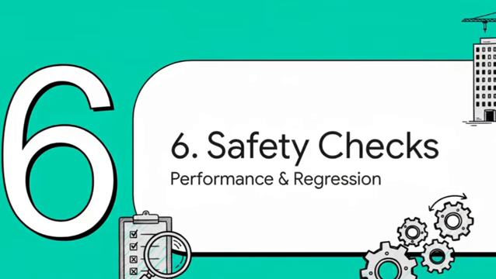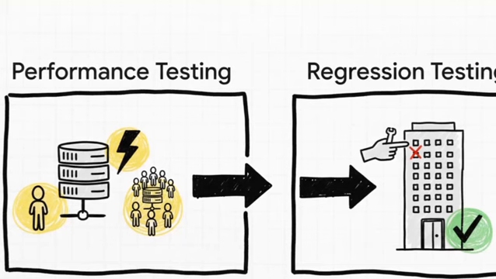You know, the job isn't done just because people have moved into the building. A skyscraper needs constant maintenance and safety checks to keep it in top shape, and software is exactly the same. So that brings us to our ongoing safety checks. Two of the most important ongoing tests are performance and regression testing. Performance testing is all about making sure the app stays fast and responsive even as more and more people start using it. And regression testing, this one is so critical.